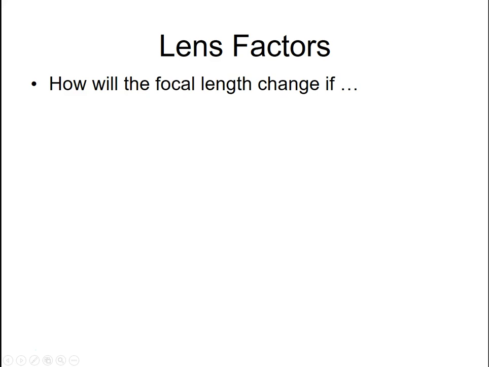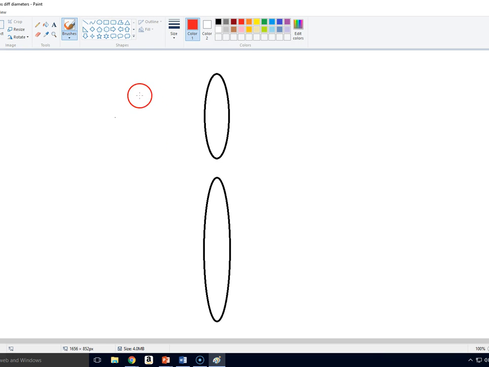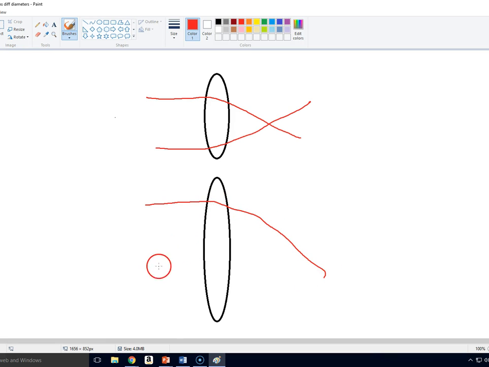So the last question was, how will the focal length change if we change the diameter or size of the lens? In this situation, everything's going to be the same. The curvature is the same. The index of refraction inside and out is the same. The only difference is the diameter, the size of this. Since everything's the same, the amount of refraction will also be the same. So for this one, you'll get a focal length something like this, and for this one, something like this. I'm not going to draw this perfectly, but I'll do my best. The point is that the focal lengths will be exactly the same.